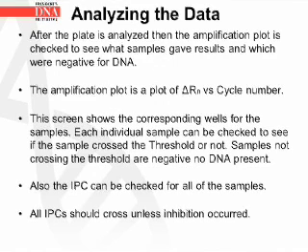After the plate is analyzed, then the amplification plot is checked to see what samples gave results and which were negative for DNA. The amplification plot is a plot of the delta Rn versus the cycle number. This screen shows the corresponding wells for the samples. Each individual sample can be checked to see if the sample crossed the threshold or not. Samples not crossing the threshold are negative, that means no DNA is present. Also, the IPC can be checked for all of the samples. All IPCs should cross unless inhibition occurred.